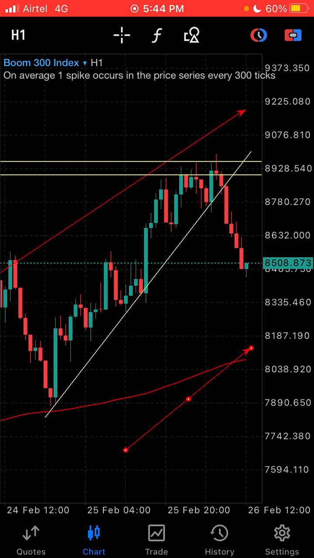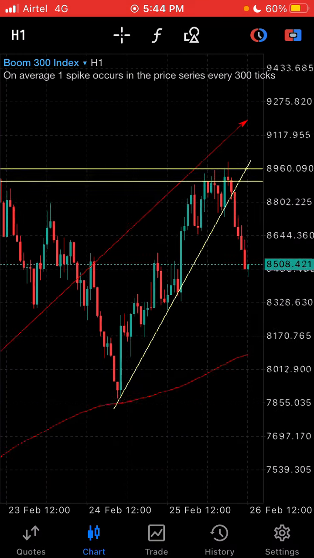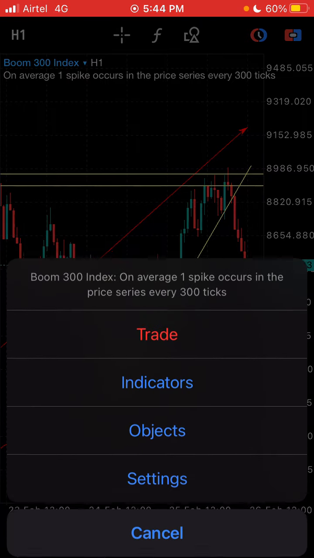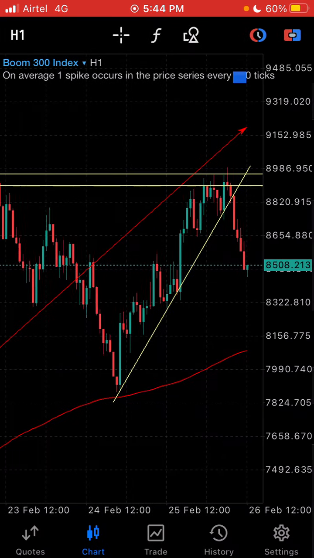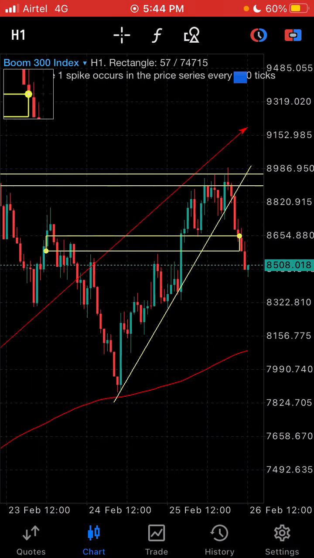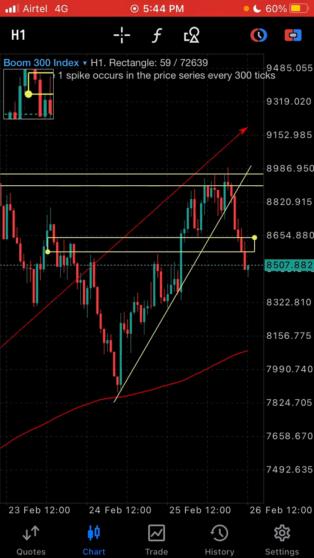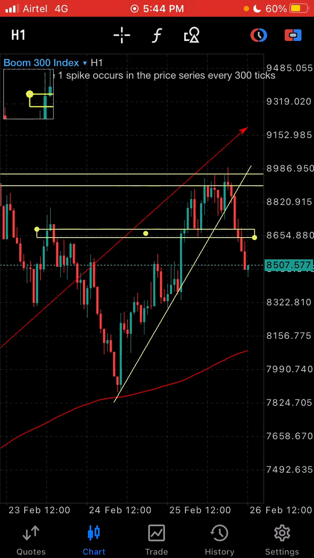So what's the entry criteria for us? The only criteria that I'm waiting for the market to give us to take an entry is this level. I'm watching for this level here. If you see this exact level, we have a rejection here.